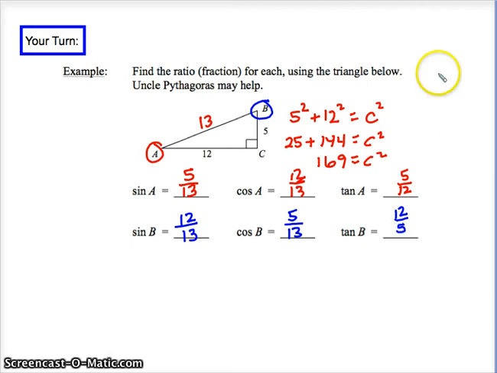Now you may be wondering, who cares? What do all these ratios do for me? Well, if you stay tuned, in the next lesson we're going to use these ratios to help us find some missing sides and then some missing angles. That's all for now. Tune into the next video.